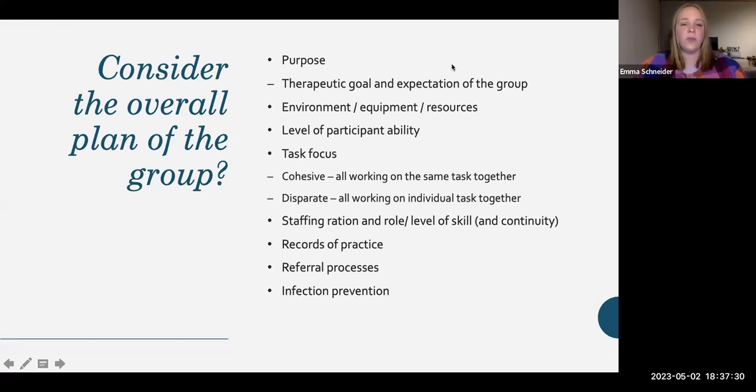So consider your overall plan of the group. What's the purpose? What's the goal? Why is this being utilised as a group? And what are the expectations of the group, not just of the staff, but also of the patients or any of the supporting staff who might be involved?